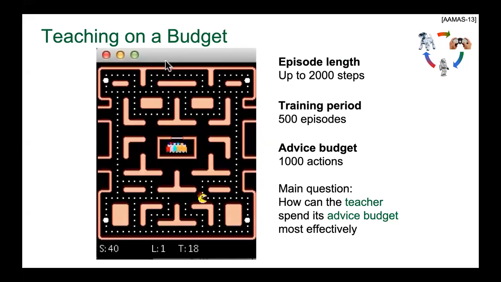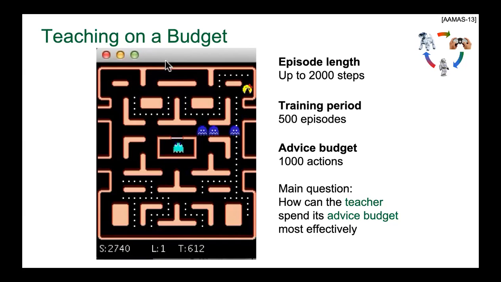So we looked at Pac-Man, and we said, I'm going to have 500 episodes of training, and these episodes are up to 2,000 steps in length, but my budget is only 1,000 actions. So I can give advice for less than half of one episode. And this video is not playing very well. But now the question is, with demonstrations, we could just have people give a large number of state action pairs across the state space. Now we want to be very careful about where we target this advice.